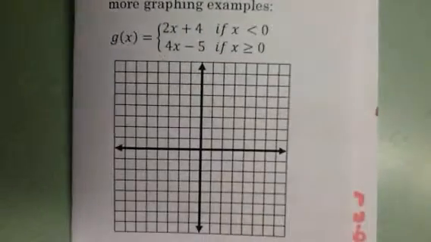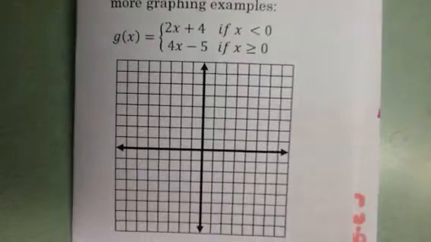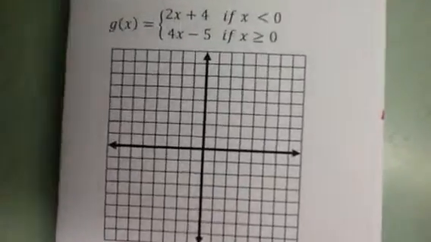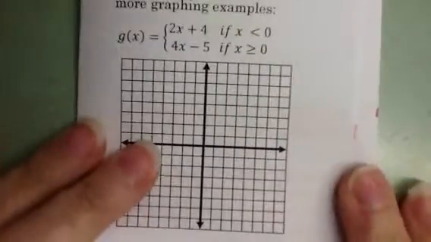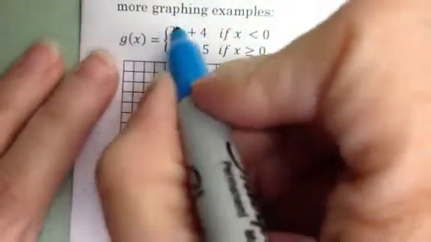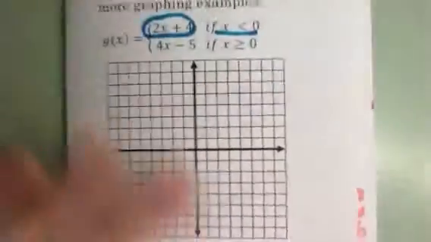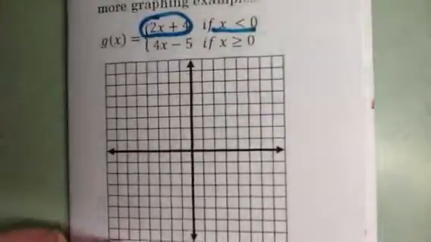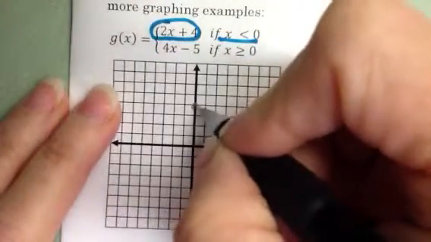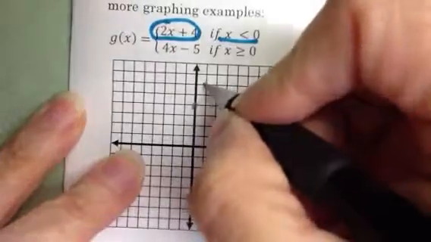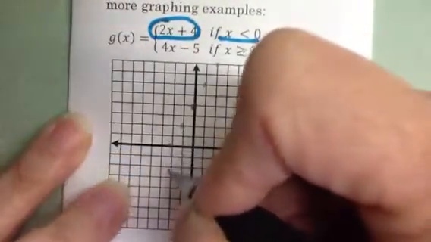g of x equals 2x plus 4 if x is less than 0, and 4x minus 5 if x is greater than or equal to 0. Now again, g of x is the same as f of x, which is the same as y. So think of this as y equals 2x plus 4 if x is less than 0. So I'm going to go to positive 4, put a dot. I'm going to go up 2, right 1, up 2, right 1, down 2, left 1, and so on.